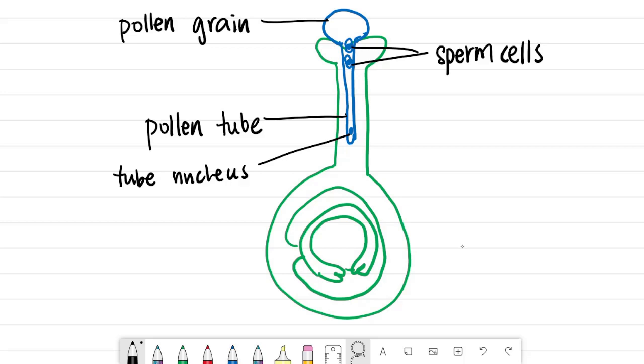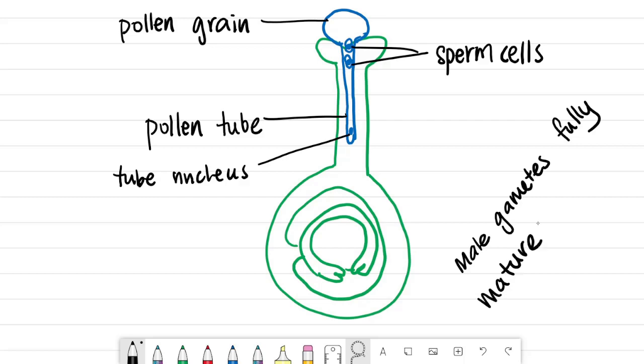So this is when the pollen grain or male gametophyte fully matures. The male gametes fully mature here after pollination.